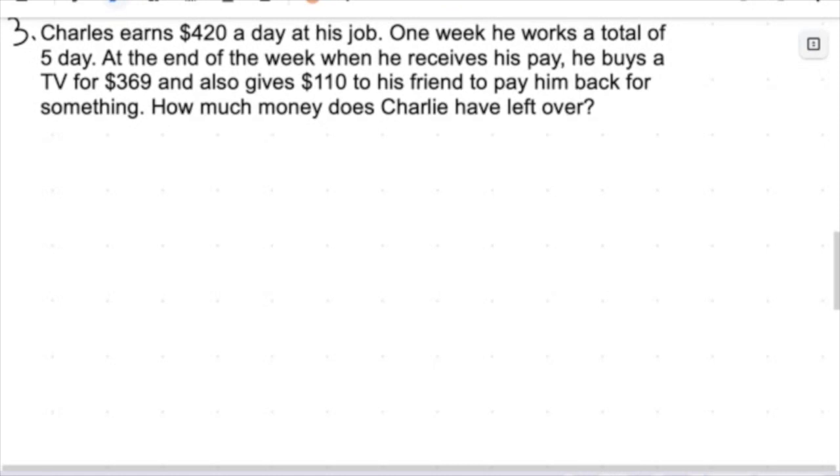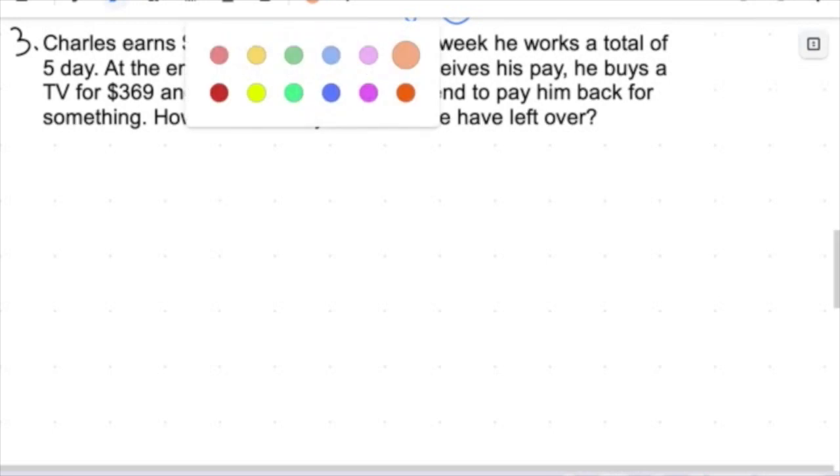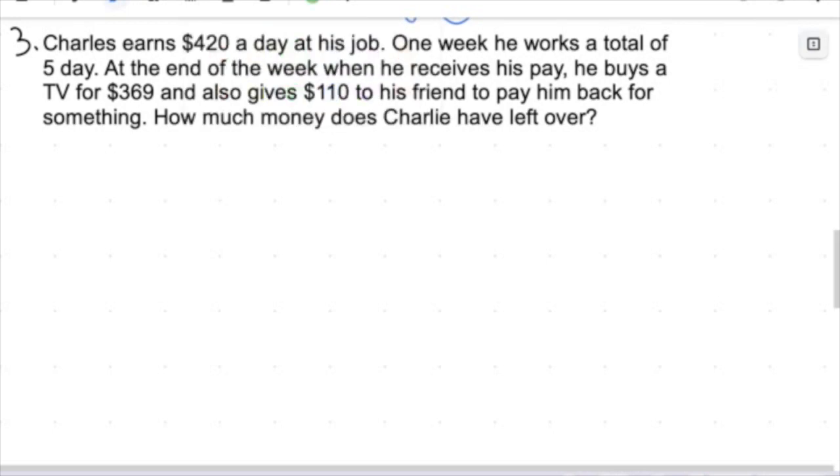Now let's look at another question, and we're going to be doing the same types of things here. So let's read it together, and then underline the key bits that are going to help us to answer it. So we have here, Charles earns $420 a day at his job. 1 week, he works a total of 5, that should be days. Sorry about that. 5 days. At the end of the week, when he receives his pay, he buys a TV for $369 and also gives $110 to his friend to pay him back for something. How much money does Charlie have left over? Or Charles? Couple of typos in this question.